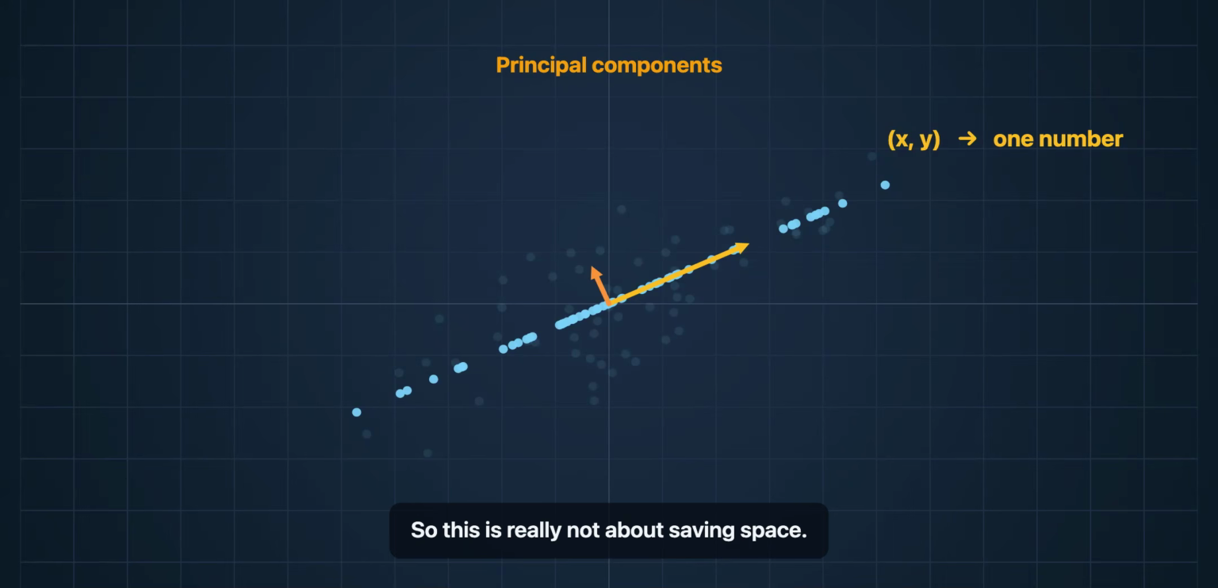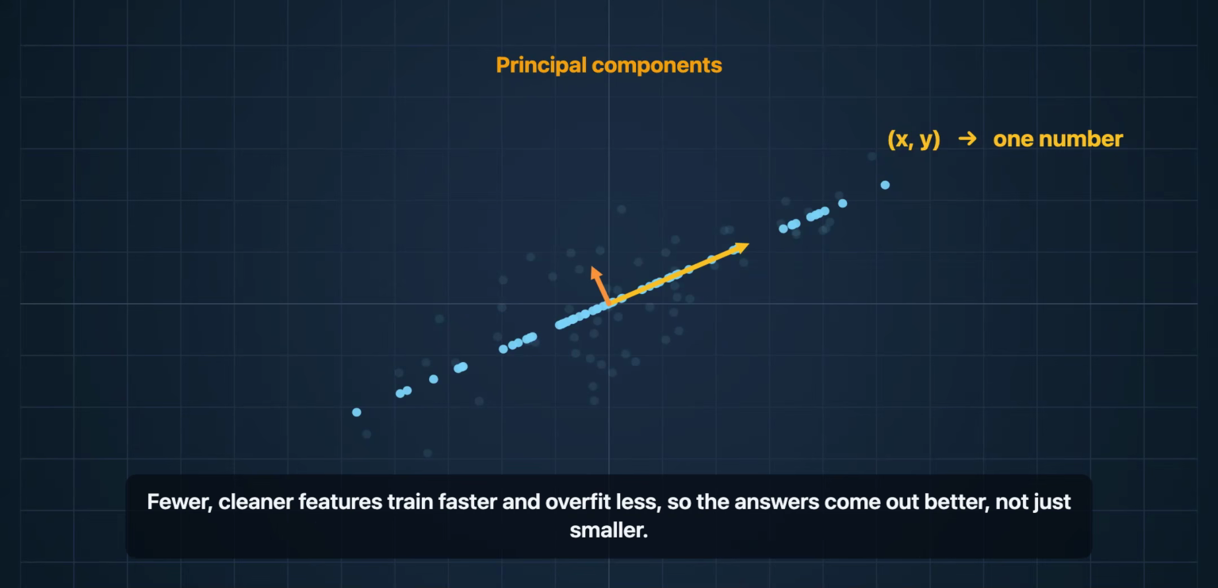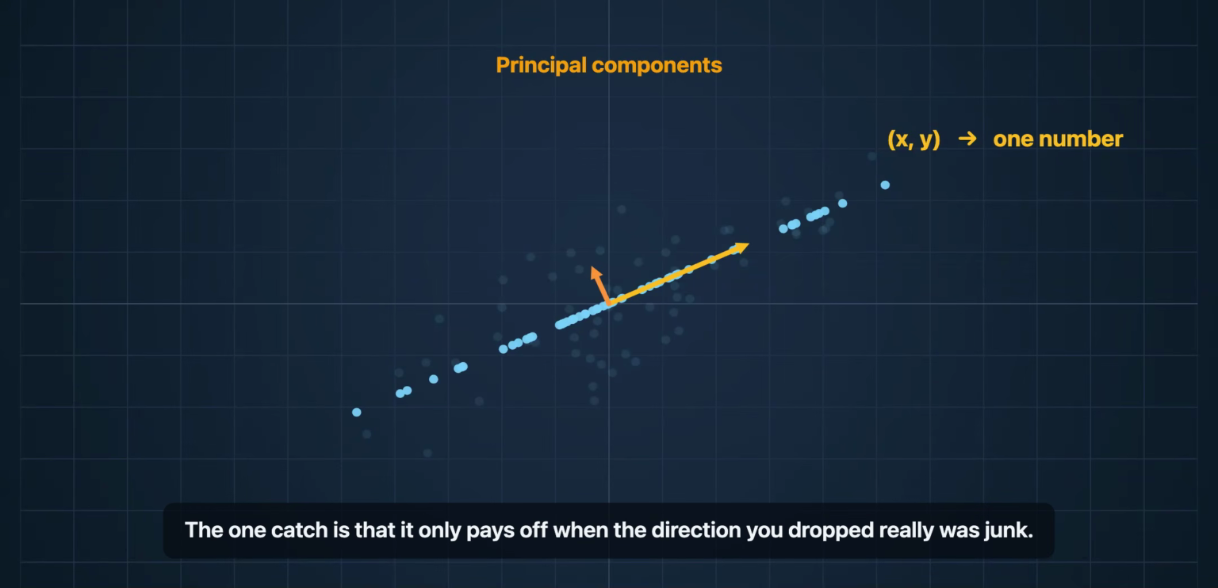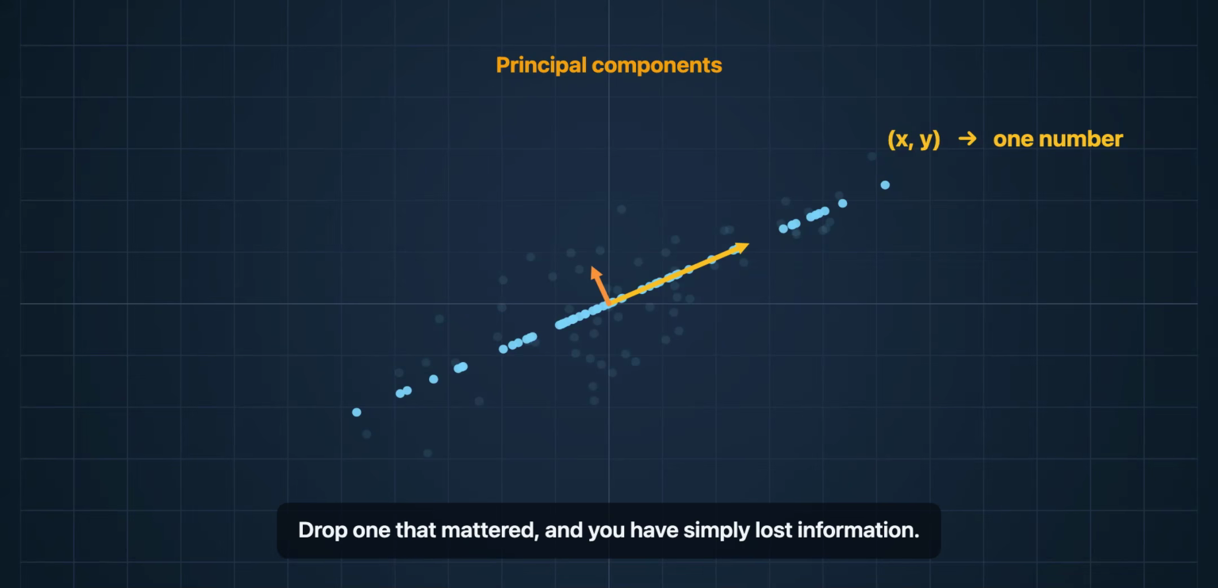So this is really not about saving space. It is about keeping only the directions that carry the signal. Fewer, cleaner features train faster and overfit less, so the answers come out better, not just smaller. The one catch is that it only pays off when the direction you dropped really was junk. Drop one that mattered and you have simply lost information.